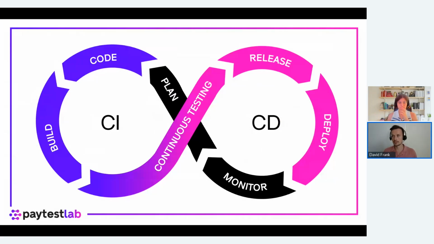So once the continuous testing is done, you push your code into the release, into production, and deploy it. And then you keep monitoring it and you plan your next sprints. And if you find any bugs, you plan them into the fix and then continue to code, build, test, release, deploy. And that's when you achieve a continuous integration and delivery deployment process.